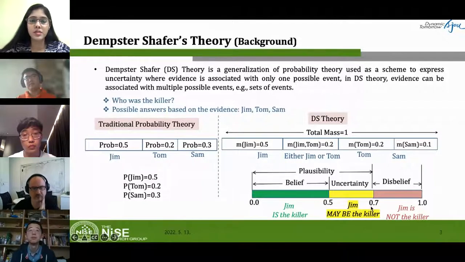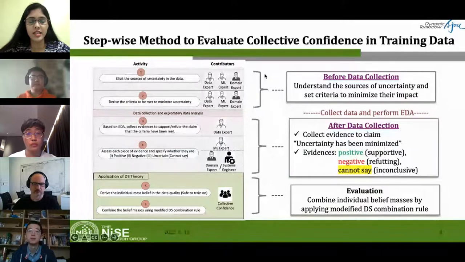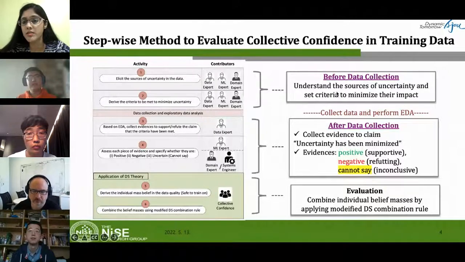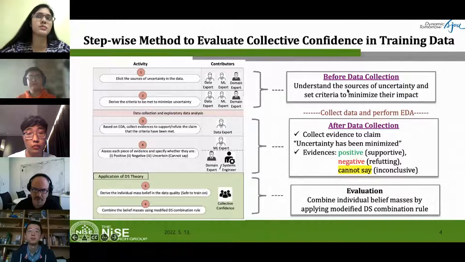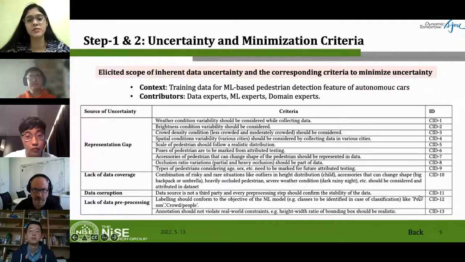And this is the proposed method. Before data collection, we suggest that the data expert, machine learning expert, and domain experts collaborate and understand the sources of uncertainty and set criteria to minimize their impact. For example, it looks like this in the context of pedestrian detection: the training data should reduce the representation gap, lack of data coverage, etc. And for each of these sources of uncertainty, there are certain criteria that they have to meet.